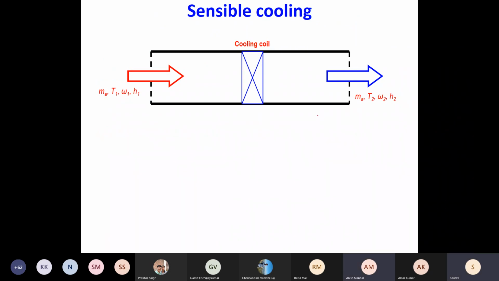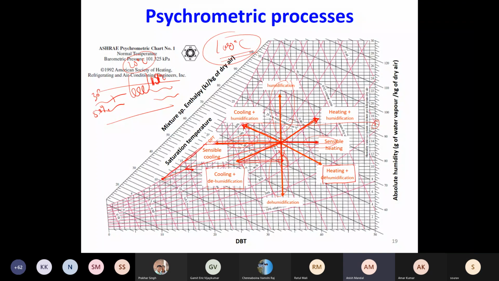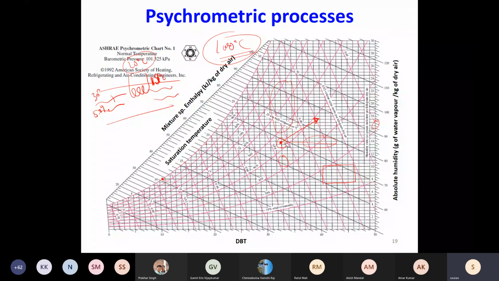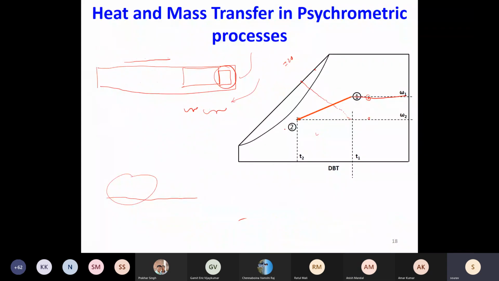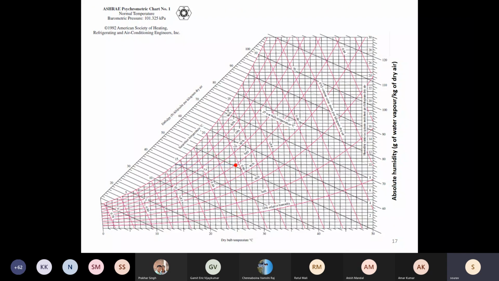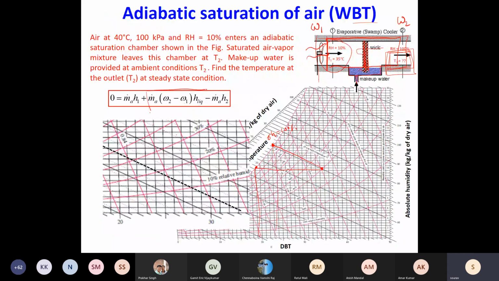Sir, in the psychrometric chart, on the previous page, the cooling plus humidification is a constant enthalpy process, right? Cooling plus humidification is not necessarily a constant enthalpy process. If you look at the wet bulb temperature attainment, that was also not constant enthalpy, because you had the enthalpy of the incoming liquid.